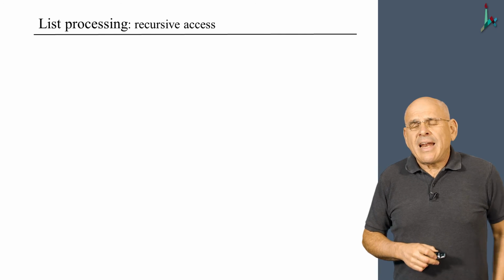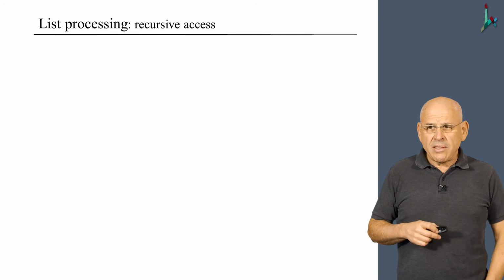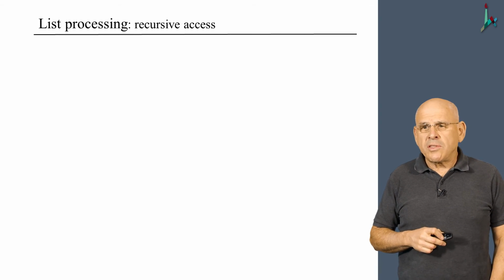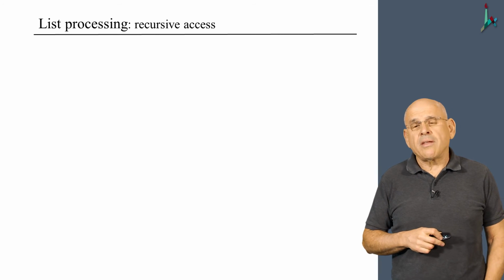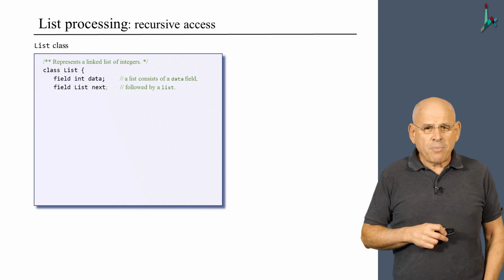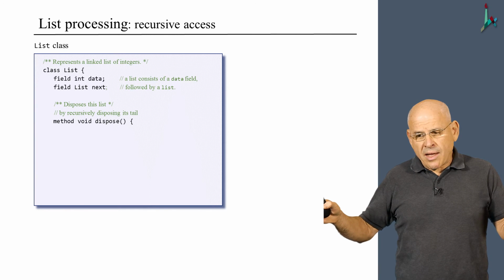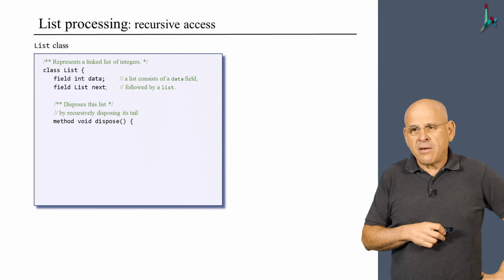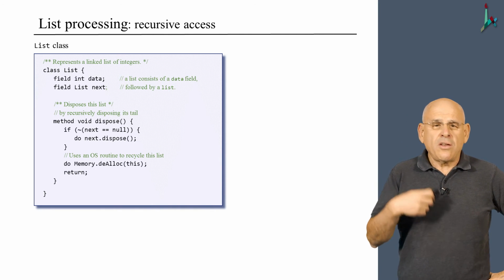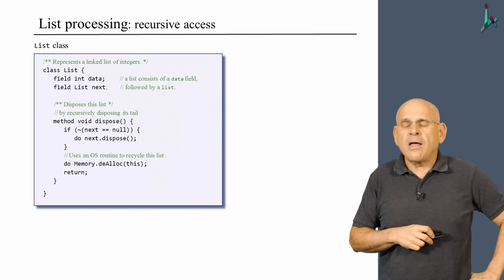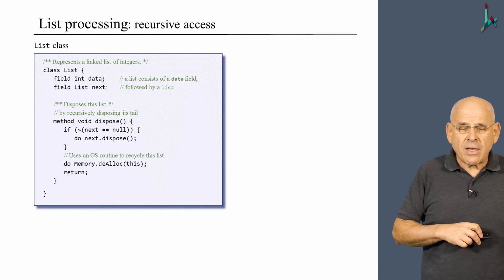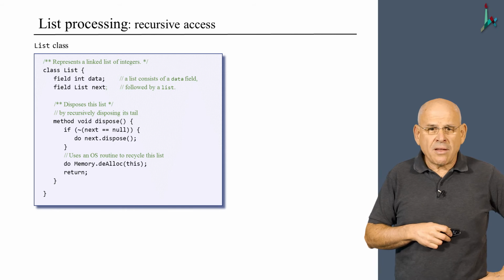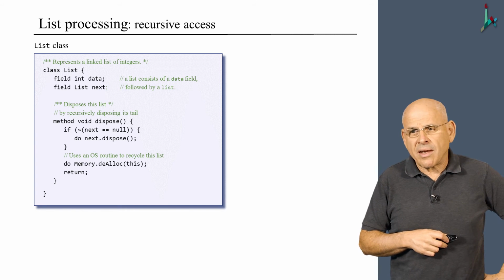All right. The last thing that I want to illustrate about lists is what I call the recursive access. And we'll do it using the dispose method as an example. The purpose of dispose is to take this list and recycle every one of its items. Here's the code that does it. No need to read the code. We'll do it in a minute. I just want to point out that it's a recursive method because the dispose method basically disposes the tail of the current list.